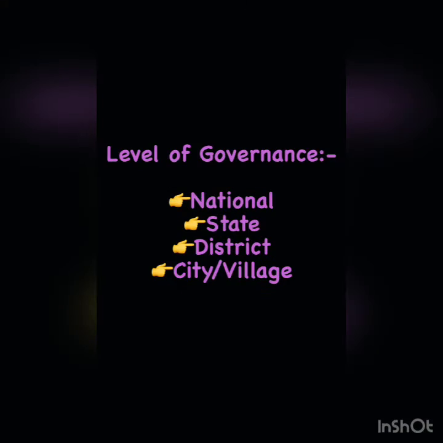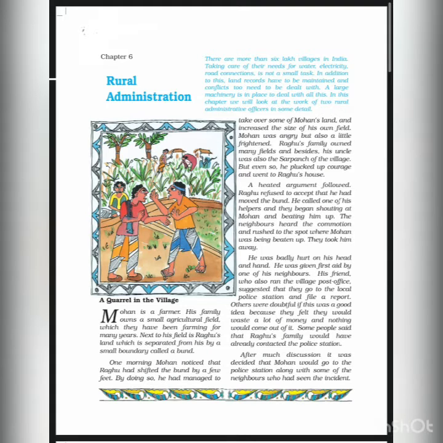Now children, let's see what is the level of governance in our country. First it is national level, then it is state level, then it is district level, and last is city and village level. Now children, let's start the chapter, and let me tell you one thing very clearly, that there are more than 6 lakhs villages in India.